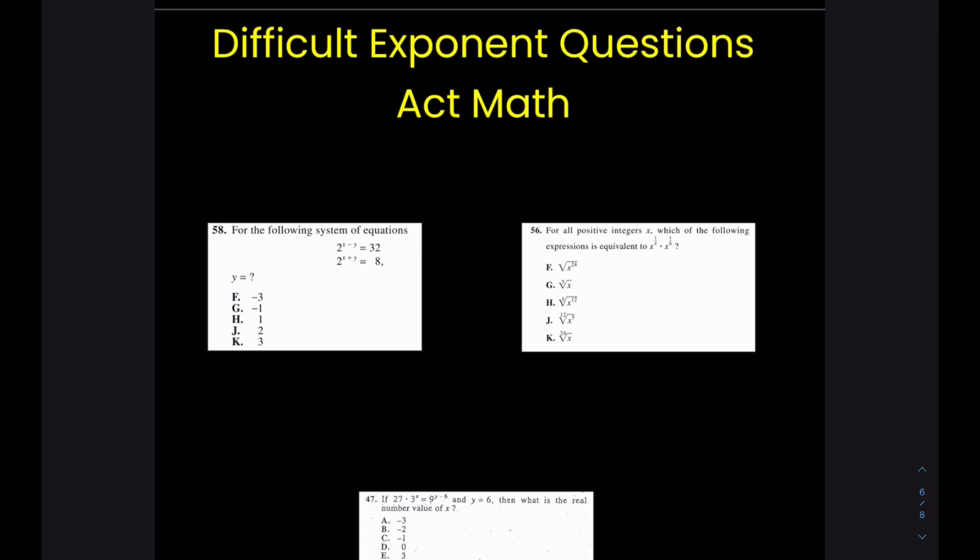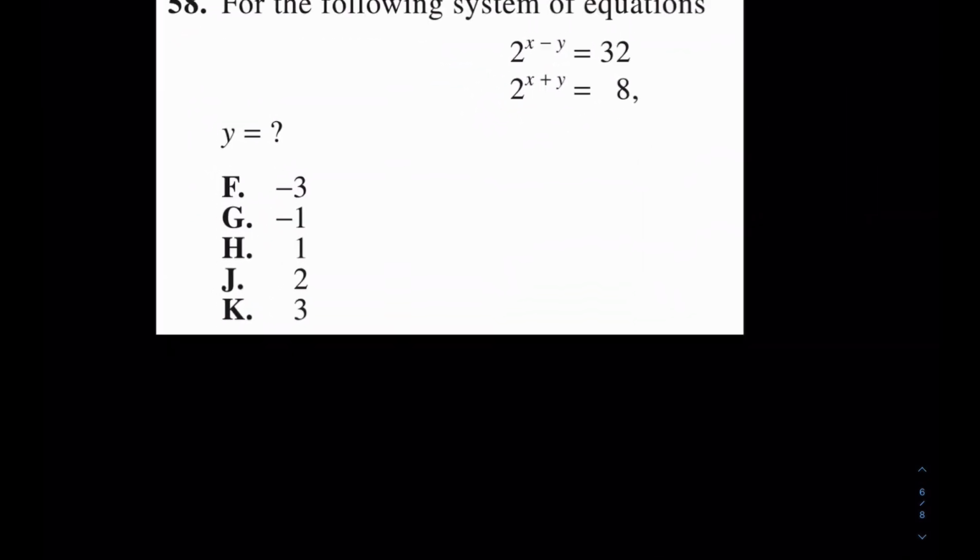Let's try 58 first on the left-hand side. This one's kind of difficult, but it's a skill that I always teach. It's called disguise. Really, is 32 really 32? Not really. It's actually 2 to the x minus y equals 2 to the 5th. Again, 2 to the 5th is 32. They're giving us these funky numbers of 32 and 8 for a reason. Same thing with 8. 8 isn't really 8.